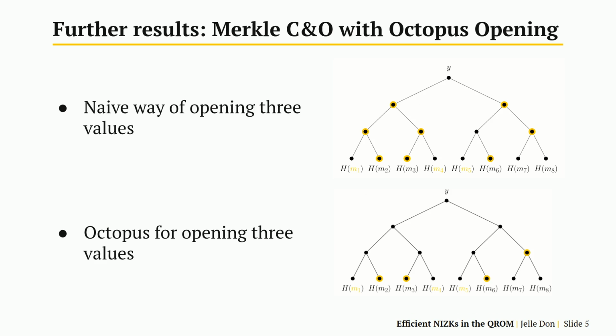We further show that this reduction also works on commit and open protocols that use a Merkle-tree for the commitment that allows for a special so-called Octopus Opening, which is just a more clever, more efficient way of opening multiple values at the same time. If you want to study this in more detail, I invite you to either pause the video or read the paper or come to our talk at the conference.